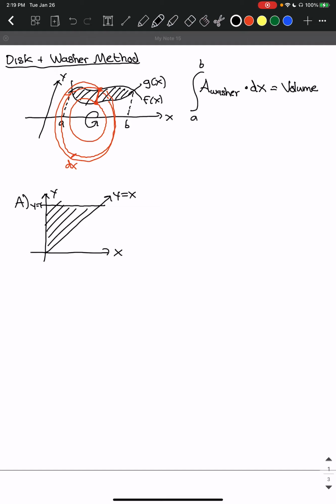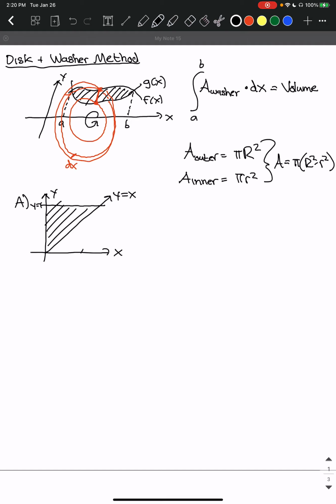I should note that when we find the area of a washer, what we're doing is finding the area of two circles, right? So the area of the outer circle is equal to pi big R squared, and the area of the inner circle is equal to pi little r squared. So the area of the washer is equal to the difference of those two, right? Pi big R squared minus pi little r squared. And so what we need to do then is figure out the big R and the little r and essentially find the area of the washer that way.